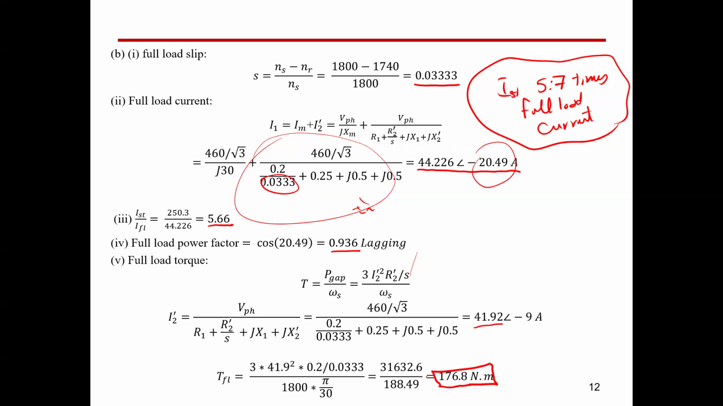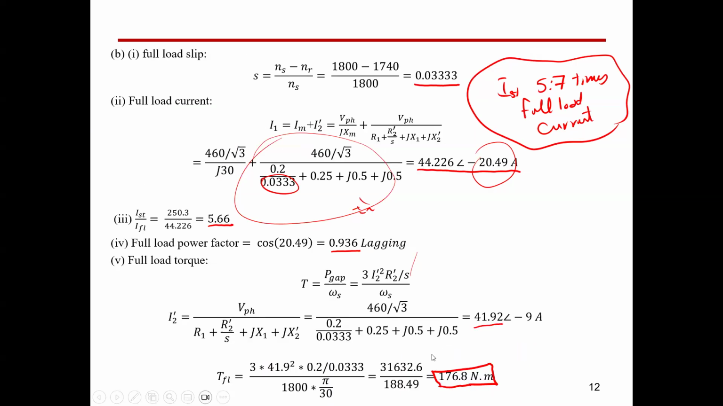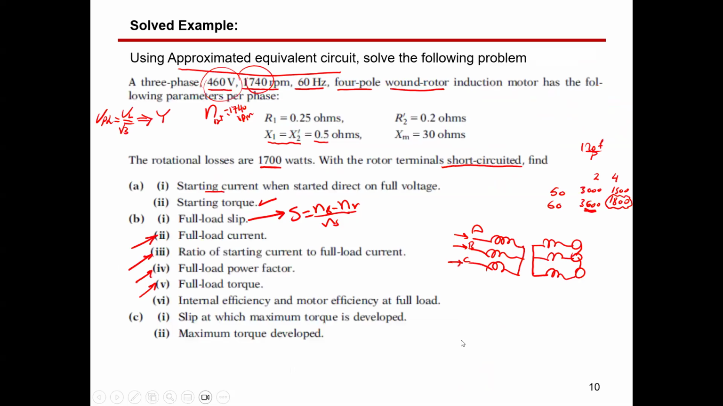I'd like to compare that with the starting torque. So here we have 176.8 and here we have 186.7. So the starting torque is a bit higher compared to our full load torque, and we mentioned that T starting can be from 1 to 1.5 times the full load torque. Okay, so this is the full load torque in this case.